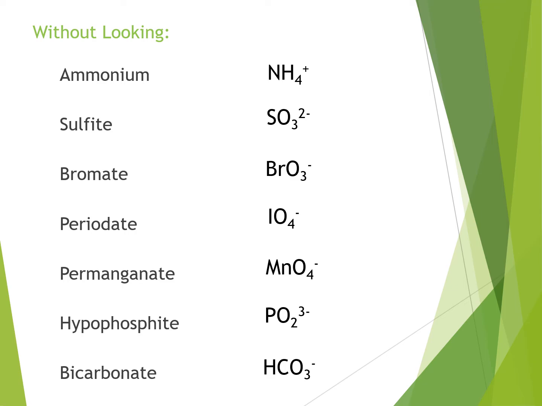Bi means hydrogen. Not di means two, bi means hydrogen. So bicarbonate is hydrogen and carbonate. Carbonate is -2, hydrogen is +1. You can think about them as a single -1 unit, or you can think about them separately.